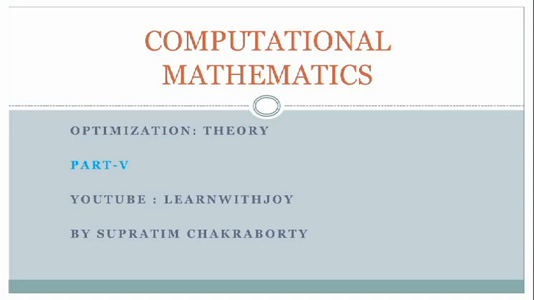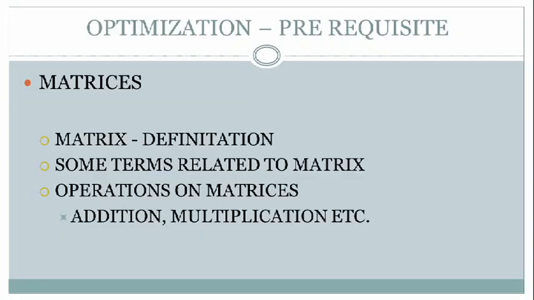We are discussing optimization theory, and there are some prerequisites for learning optimization theory. One is vector analysis. We have already discussed it in my previous video lecture, and this is part 5. It includes matrix, basically matrix algebra, matrix definition, some terms related to matrix, operations on matrices like addition, multiplication.